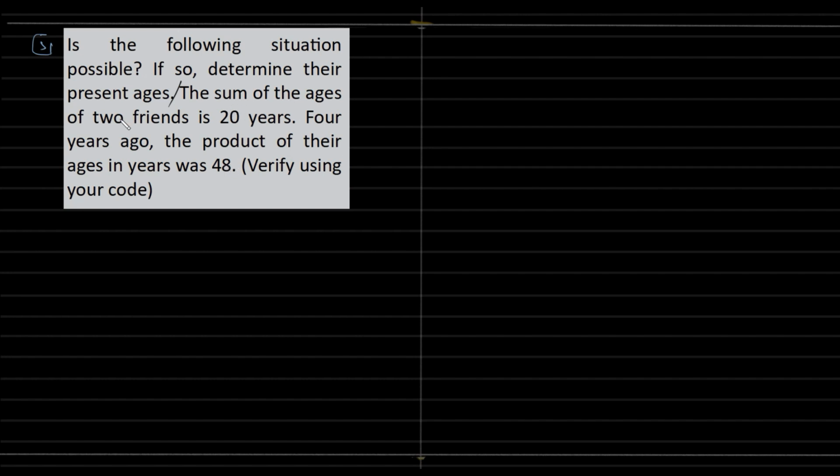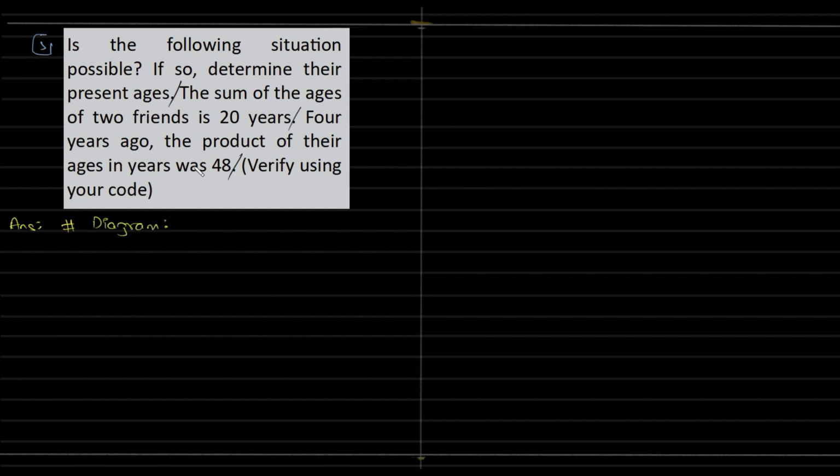The sum of the ages of two friends is, sorry, 20 years. So that's your first equation. 4 years ago, the product of their ages in years was 48. Verify using your code. Now, the first thing is this is an age related problem.